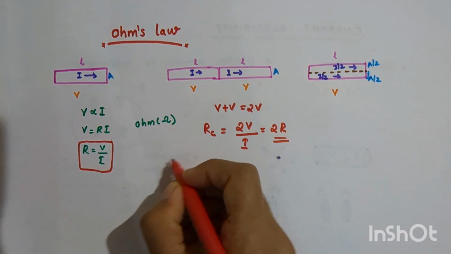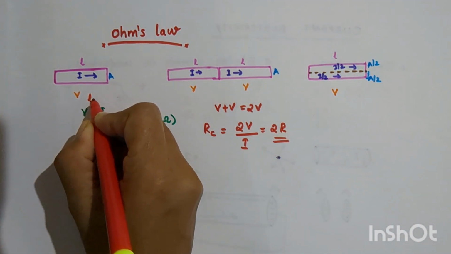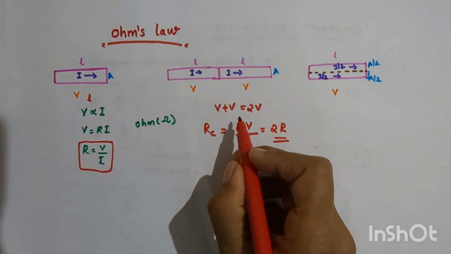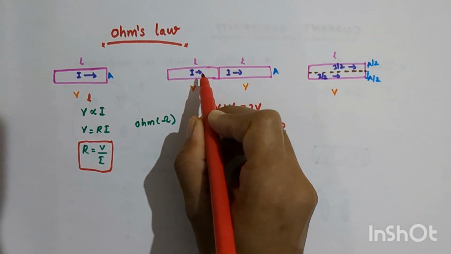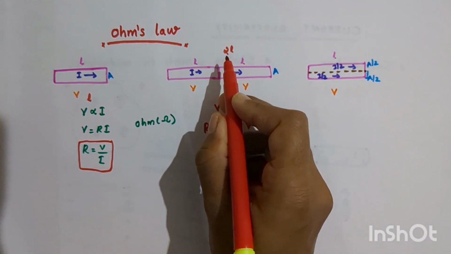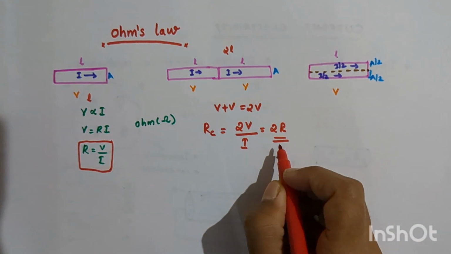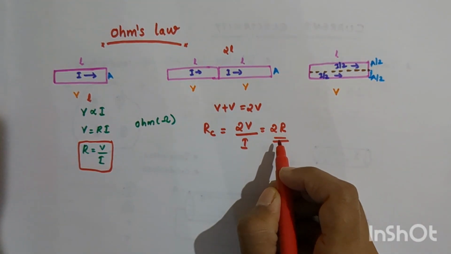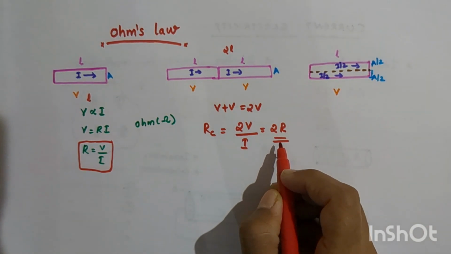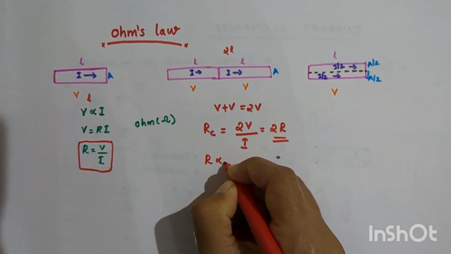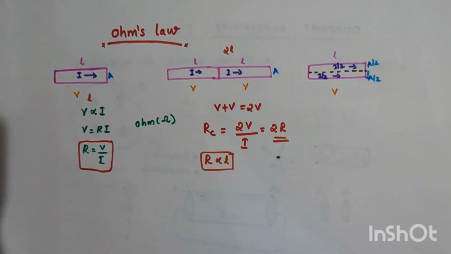That is, when the length of the conductor was L, its resistance was R. But when we doubled it, the total length of this combination is L plus L, which is 2L. So when the length became 2L, its resistance became 2R. That is, doubling the length of the conductor doubles the resistance. So length and resistance are directly proportional. That is, the resistance of a conductor is directly proportional to the length of the conductor.